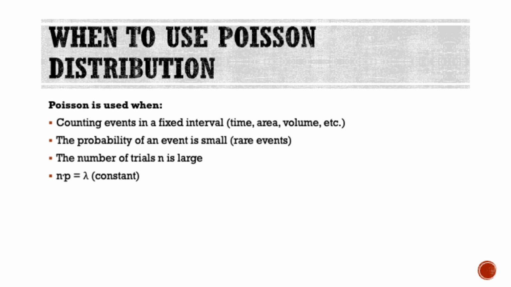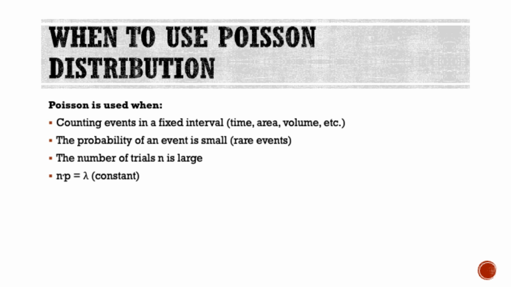First, use the Poisson distribution when you're counting events that occur in a fixed interval. This interval could be time, such as an hour, a day, or a year. It could be area, such as square meters of fabric or square kilometers of land. It could be volume, such as liters of liquid or cubic meters of gas, or it could be any other measure where you're counting occurrences within a defined space or time period. The key is that the interval is fixed and known in advance.